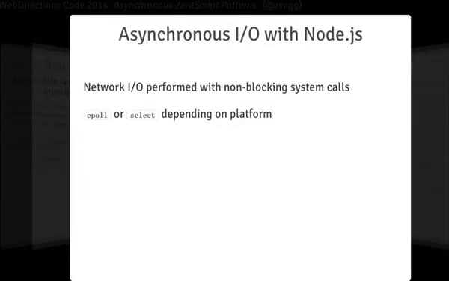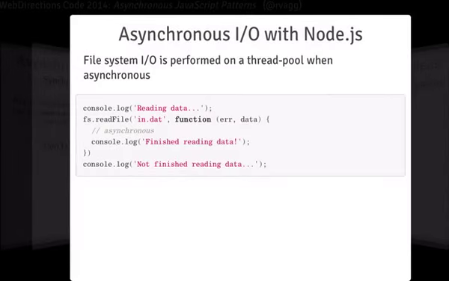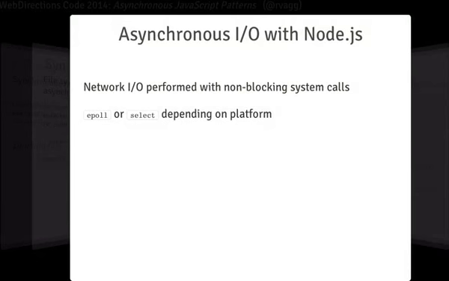In Node, network I/O is performed with non-blocking system calls. For the file system, we don't use non-blocking, we actually use a thread pool in Node. So we've got these worker threads that take on board all the file system operations, and they do things off the main thread and then get back to us when things are done. But for networking, we use non-blocking system calls.